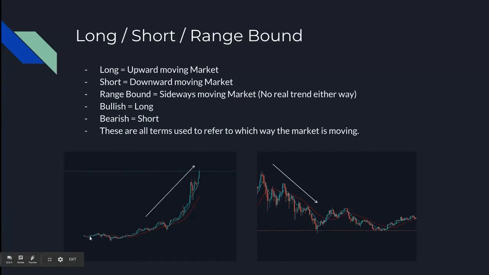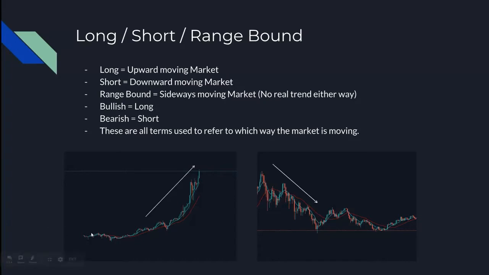As you can see, price was range-bound here. It wasn't really moving anywhere. It was just moving sideways along the chart. And then you can see this line that I drew here. So you can see that the trend went upwards, which is a long play, which is an upward trend, right? And then vice versa here. When you see price action going downwards, that means it's short, a downward moving market, right?